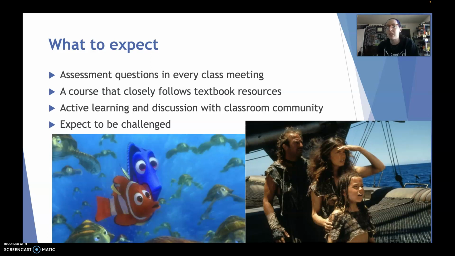Obviously we're going to be using Connect with this class, and that closely follows textbook resources. The SmartBook reading assignments are something that you are going to need to not procrastinate on. I'm also going to try and promote active learning and discussion in our classroom community. Being in class, being present, asking questions, answering questions, is really going to help you retain the information and understand it a lot more.